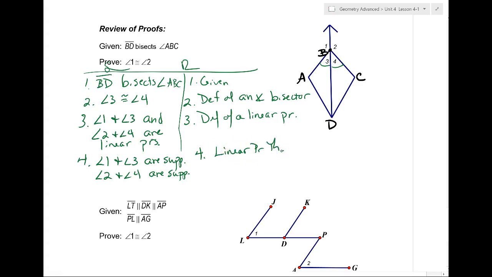I love the linear pair theorem. We can use it either to get the equal sign or just say the word supplementary. Now guys, I'm at the end of my proof. I'm ready for my therefore statement.